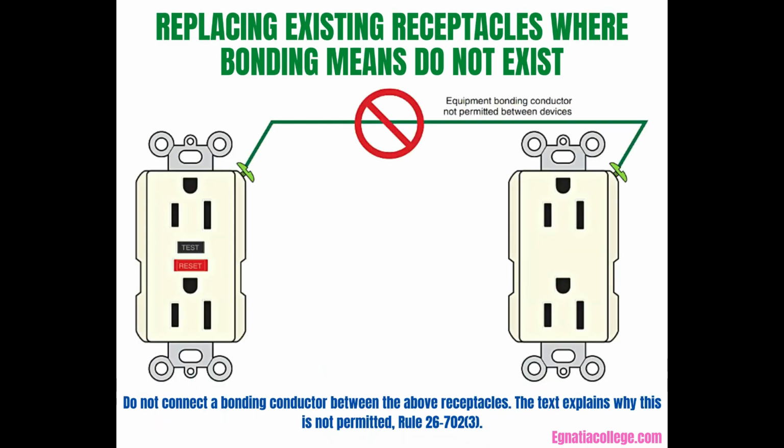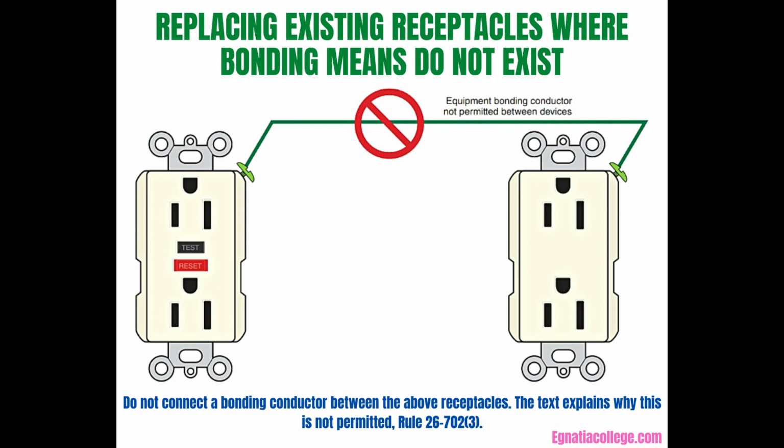receptacle. Do not connect a bonding conductor from the green hexagon bonding terminal of a replacement GFCI receptacle, C, to any other downstream receptacles that are fed through the replacement GFCI receptacle, Rule 26-702-3. The reason this is not permitted is that if someone later saw the conductor connected to the green hexagon bonding terminal of the downstream receptacle, they would immediately assume that the other end of that conductor had been properly connected to an acceptable grounding point of the electrical system.